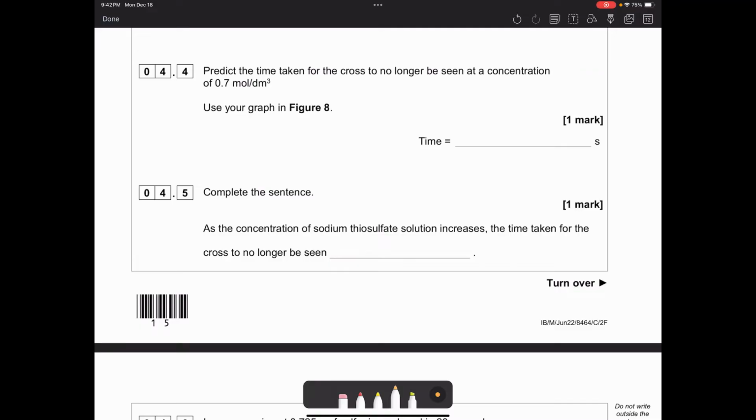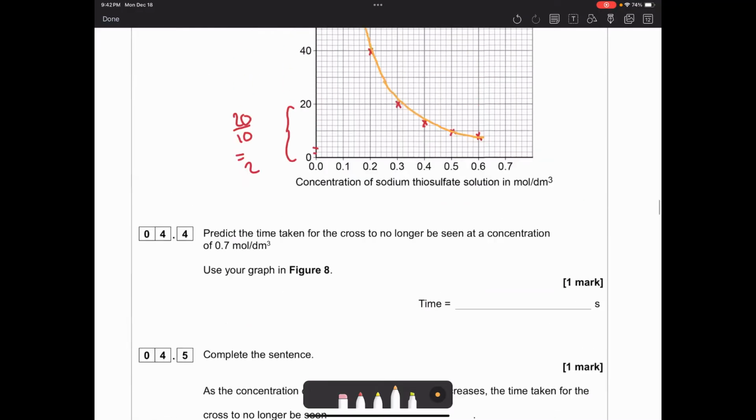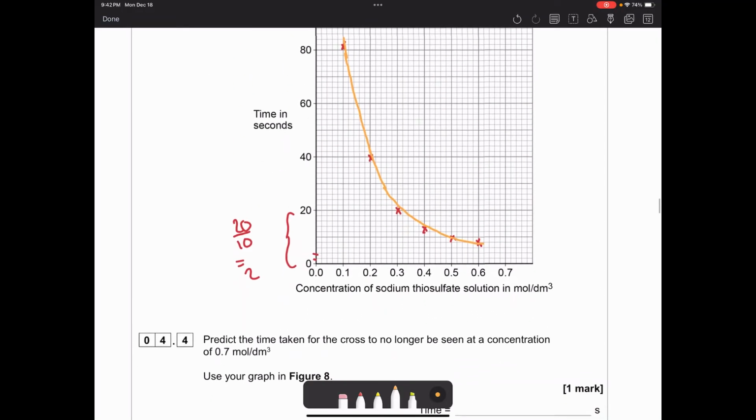Predict the time taken for a cross to no longer be seen at a concentration of 0.7 using your graph for figure 8. So at 0.7 you can see we haven't got any data. But what we can do with our line of best fit is extrapolate, or extend our line of best fit. And as long as you extrapolate your line of best fit and then read off the value that you think it would be based on your results.